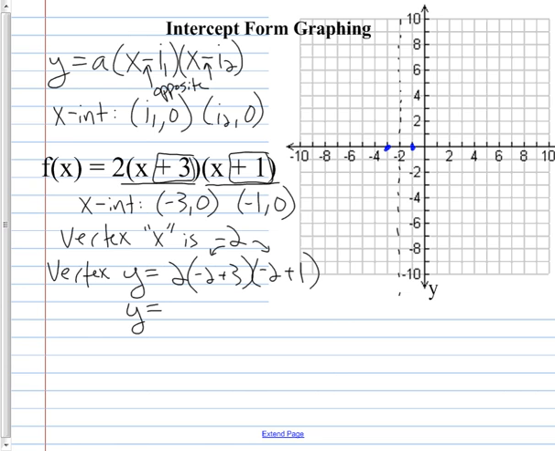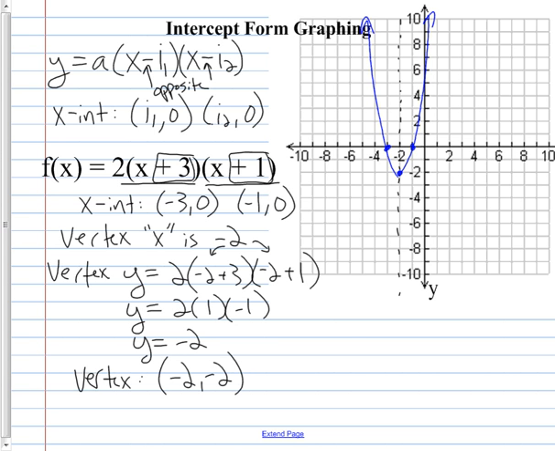If we do that, that gives us 2 times 1 times -1. So the y location of the vertex is at -2. All right, so the total vertex is at (-2, -2). For intercept form, we don't need any more points. If we have the intercepts and the vertex, that's enough for us to draw our shape. So we'll just make it quadratic looking.